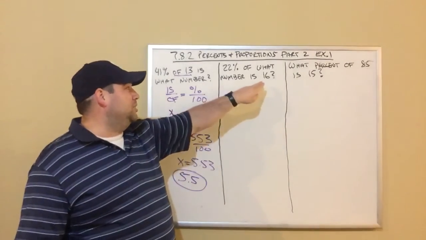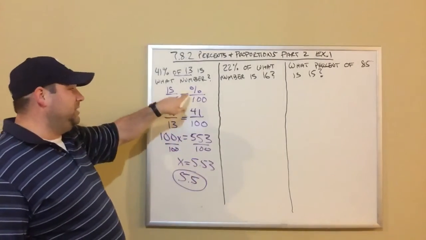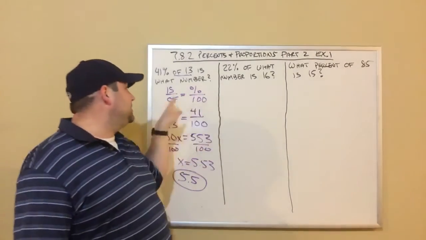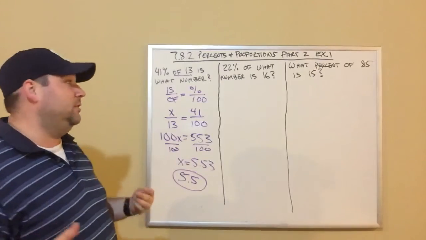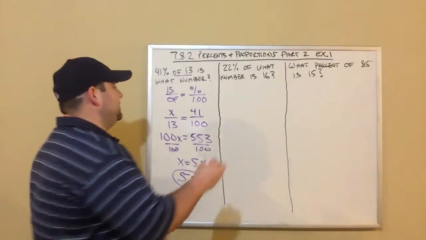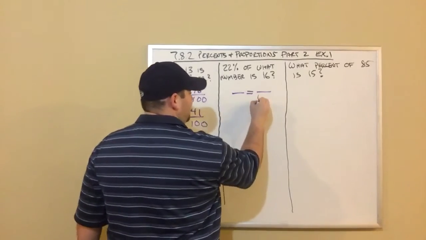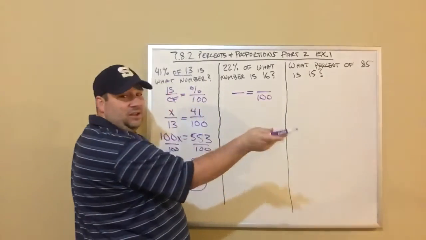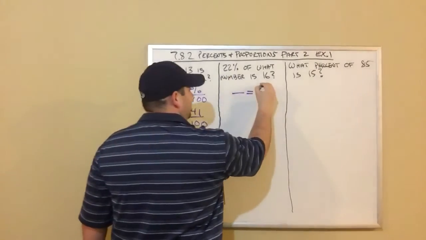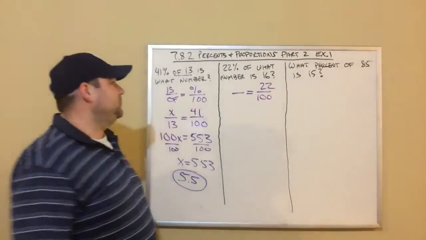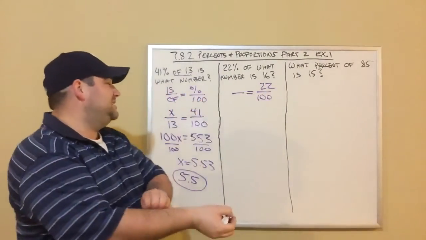22% of what number is 16? So again, I'm going to use this formula again right here. I'm not going to rewrite it. But I'm using is over of equals percent over 100. So 22% of what number is 16? So I'm going to set up my proportion. Again, 100 always in the bottom right. First thing I look at is percent. I can see it's 22%. That's going to go in the percent spot.